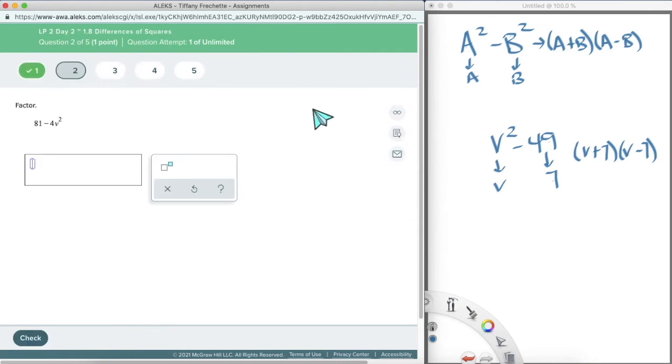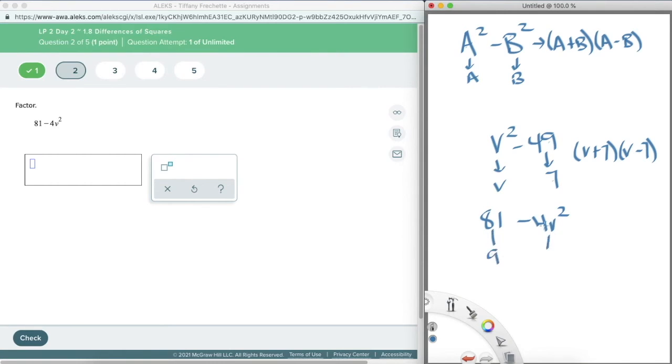So this one, we have 81 minus 4v squared. So same thing, I'm going to go 81 minus 4v squared, and I'm going to have square root is 9, square root of 4 is 2, and square root of v squared is v. And I have a difference here. So it's a difference of two squares. So now I have 9 plus 2v, 9 minus 2v, and I am all done. See how quick that is? We recognize that pattern and we can apply it, then we can very quickly factor these pieces.